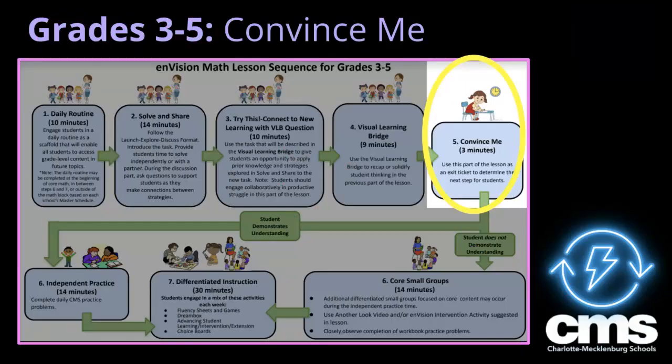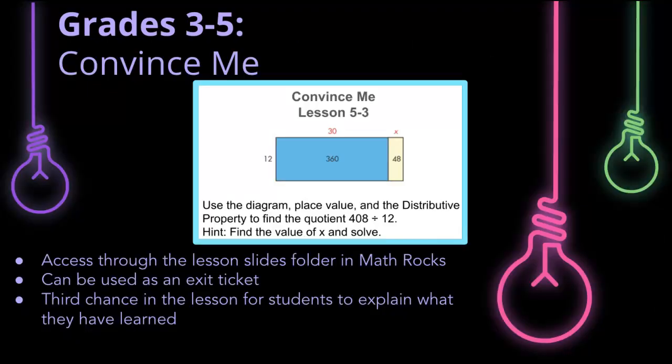And the fifth component of the lesson sequence is called the Convince Me problem. This problem can be used as an exit ticket to form small groups, and after this part, students have had 3 opportunities to explain what they know, and we've had opportunities as teachers to observe what they know and what misconceptions are happening. So we can use the information from this Convince Me to inform small group instruction.